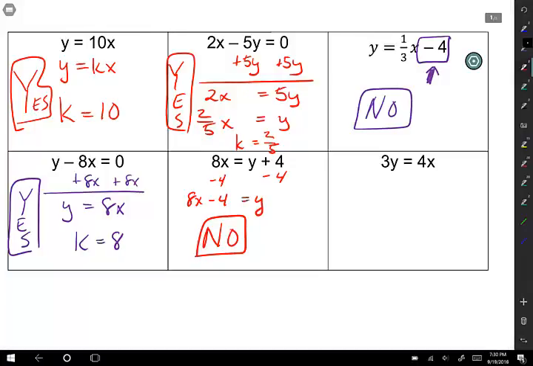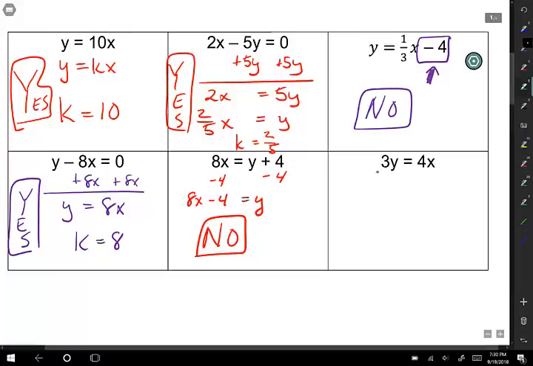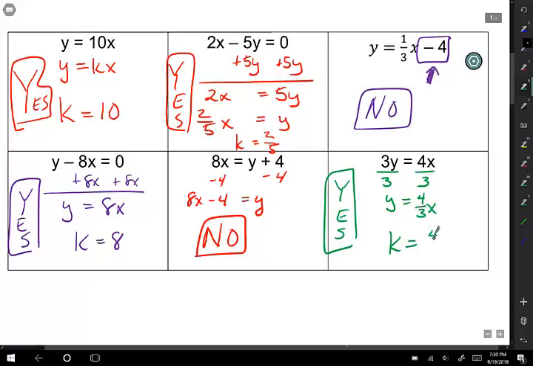Our last one, we have 3y equals 4x. If I were to divide both sides by 3, I would quickly see that y equals 4/3 x. And very quickly you're going to see, yes, this is an example of direct variation, and the value of our constant of variation is 4/3.